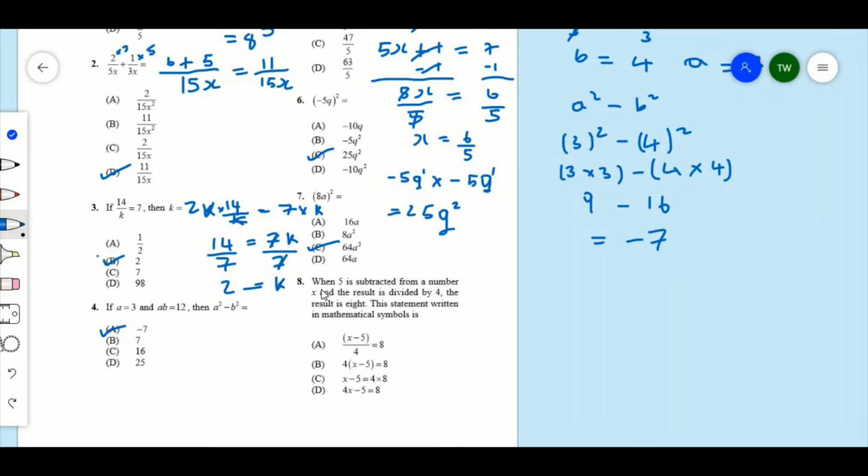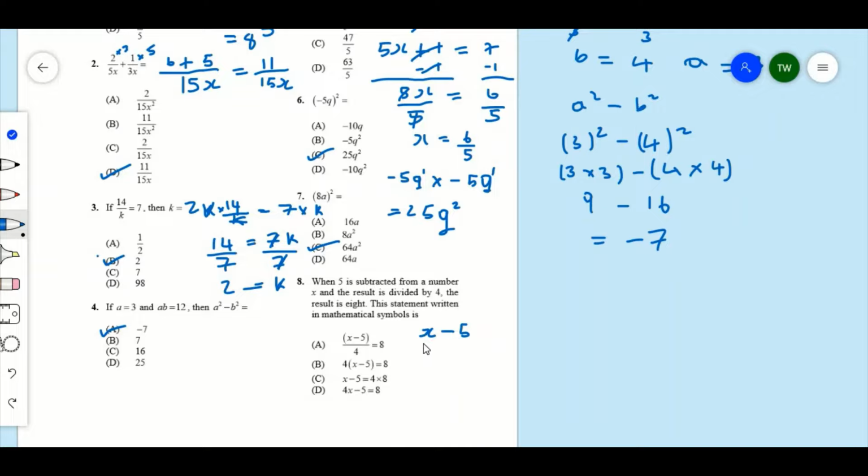Question number 8. When 5 is subtracted from a number x and the result is divided by 4, the result is 8. This statement written in mathematical symbol is, so let's read it again. So it says when 5 is subtracted from a number x. So we know, in other words, they are saying x minus 5, right? And the result is divided by 4.